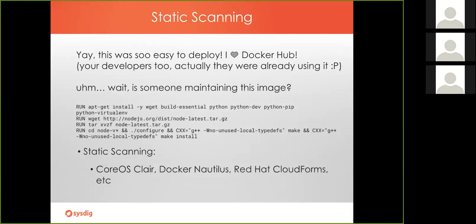And then you say, wait, is someone maintaining this image? How can I allow my developers to use services built on these kinds of things, where nobody really has control over what they're doing? So for that, we have static scanning. We can analyze what each image is built from. There are a number of open source projects, like CoreOS Clair and Docker Nautilus, that are kind of like an antivirus that analyzes the components inside each Docker image.